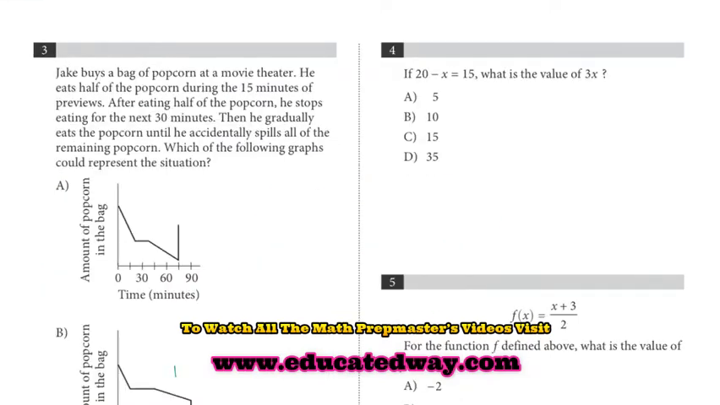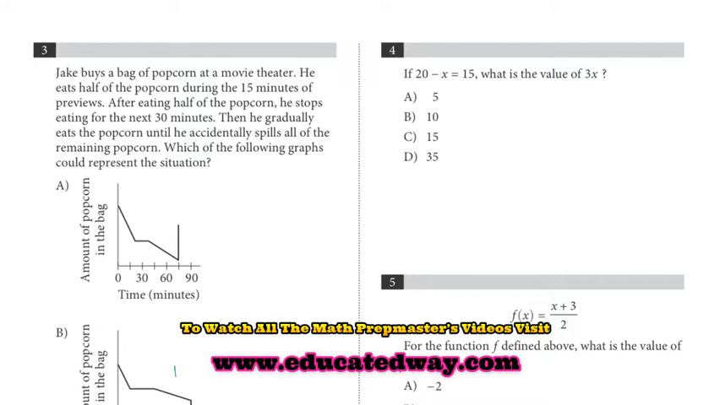Jake buys a bag of popcorn at a movie theater. He eats half of the popcorn during the 15 minutes of previews. After eating half of the popcorn, he stops eating for the next 30 minutes. Then he gradually eats the popcorn until he accidentally spills all of the remaining popcorn. Which of the following graphs could represent this situation?